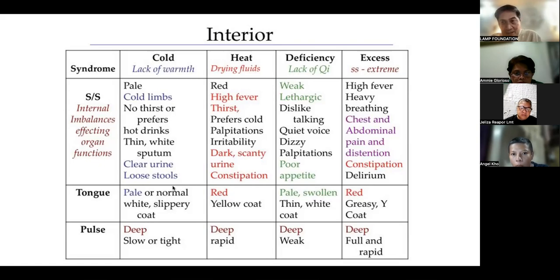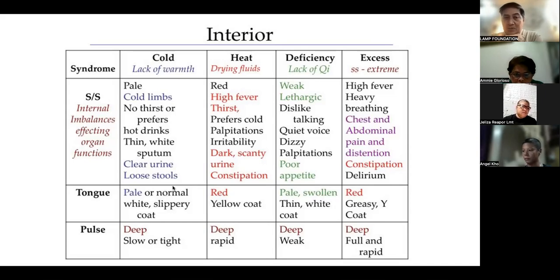Okay, then dizzy. Kasi nga pag mahina ang chi, mahina rin yung blood supply, di ba? Palpitations. Of course, when you have blood deficiency, you will also have palpitations. It will affect your heart chi. Then poor appetite. The tongue is pale and swollen with thick white coat. Actually, you don't see anything with the coat. It's still normal. It's just pale. No? And then when you feel the pulse, it's deep and weak. Deficient kasi weak.